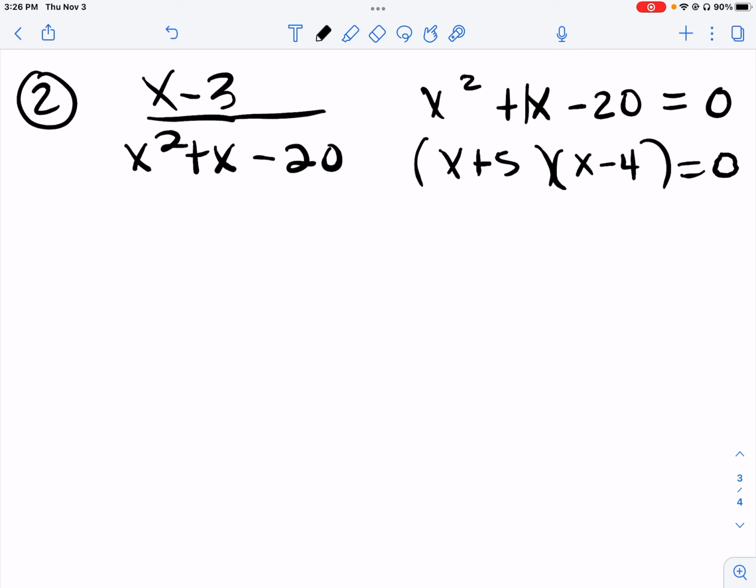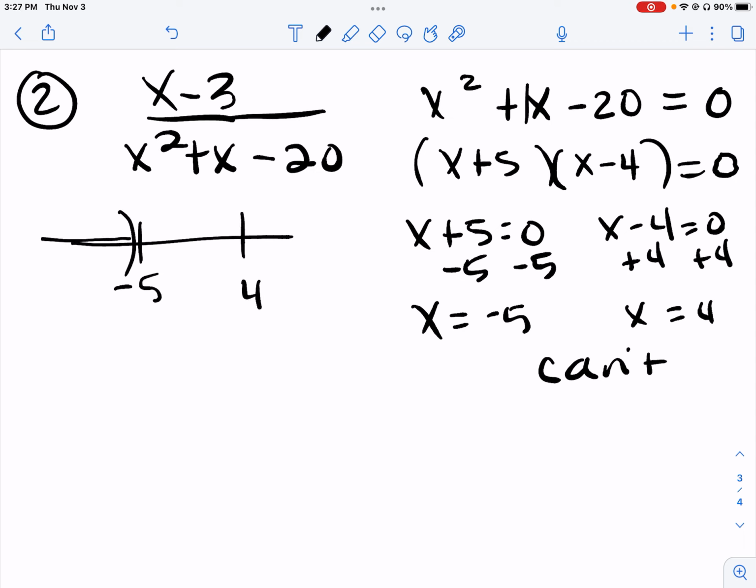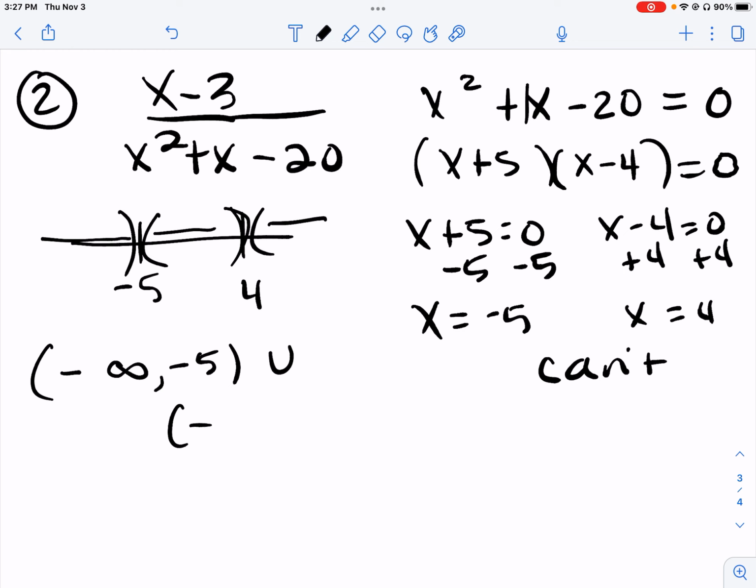5 and -4. Set them both equal to 0. That's what x can't be. So it can be below -5, in between, and after 4. So left to right, -infinity to -5, -5 to 4, union, 4 to infinity.